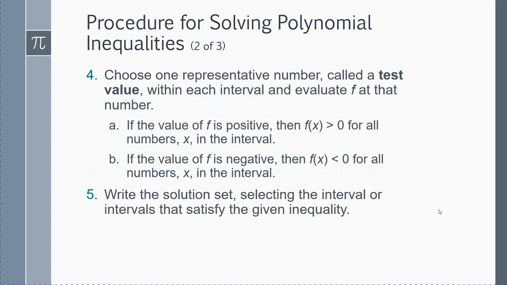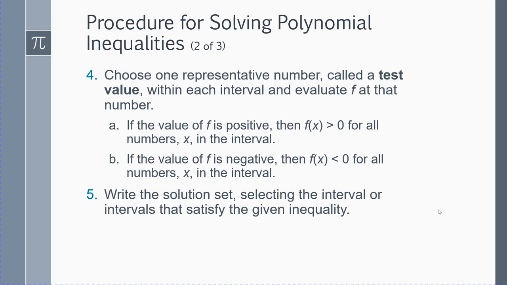You're going to choose one representative number, called a test value, within each interval and evaluate f at that number. A single test value tells us the sign of all the values in that interval. If the value of f is positive, then f of x is greater than 0 for all numbers x in that interval. And if the value of f is negative, then f of x is less than 0 for all numbers x in that interval. This step 4 seems really confusing, but I promise you I'm going to work through 3 examples, and after you see a few, you'll be like, oh, okay, this is making sense.